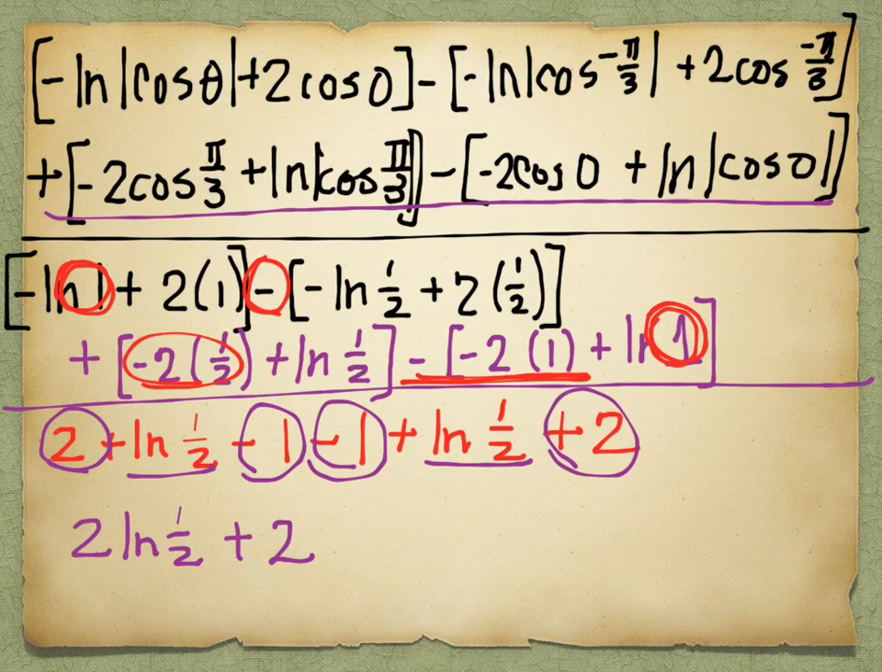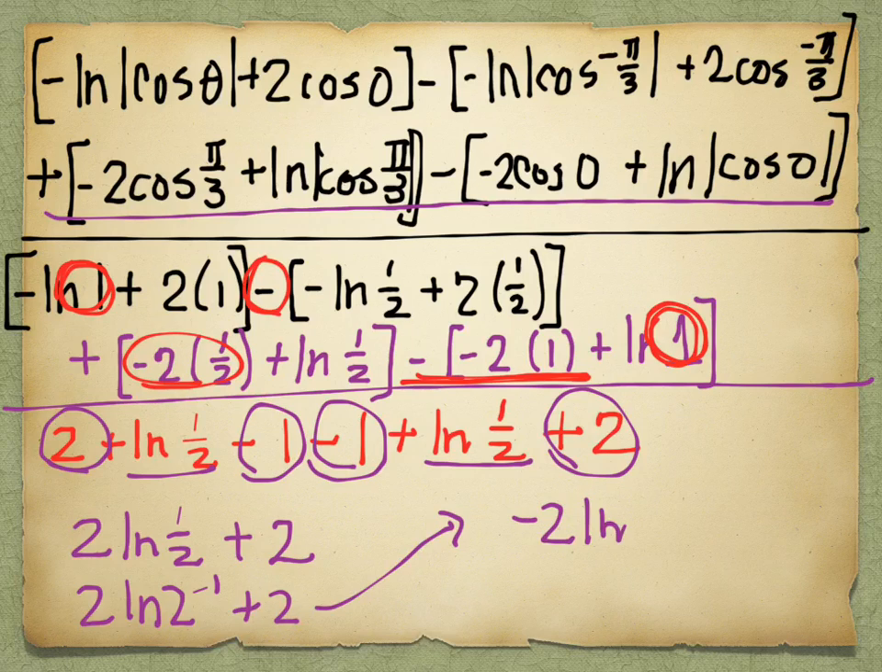You can leave it like this if you'd like. If you're looking in the back of the book, they might not like the fact that it's a 1/2 in there. They might change that to be 2 to the negative 1, and then pull that negative out in front. So it's possible that you might actually see that written as negative 2 ln 2 plus 2. I don't care if you do that, but you have to be able to look at what they've got and verify that it's what you have. Make sense? All right.